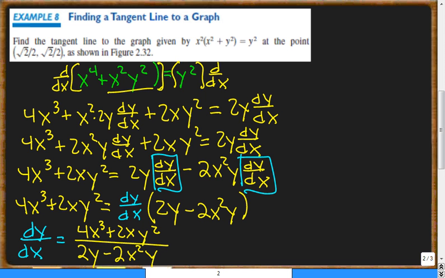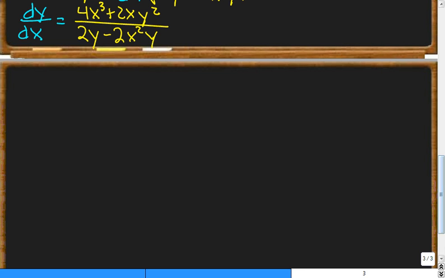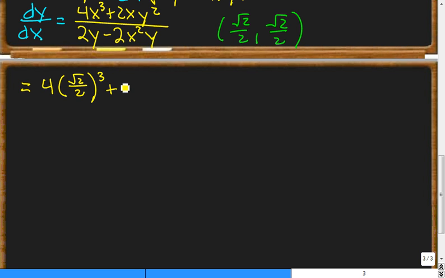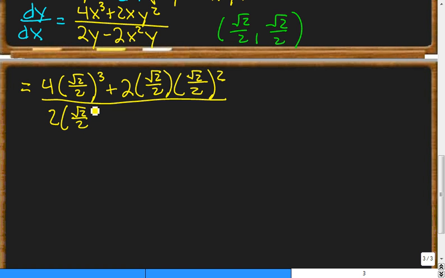Alright, so we've got lots and lots of stuff going on here. So now we've got to go through and plug in our numbers so that we can figure out what our slope is, so that we can figure out what we're going to have left. Okay. So our point was the square root of 2 over 2 and the square root of 2 over 2. So we need to plug in these numbers. We're going to get 4 times the square root of 2 over 2, cubed, plus 2 times the square root of 2 over 2 times the square root of 2 over 2, squared, over 2 times the square root of 2 over 2 minus 2 times the square root of 2 over 2, squared, times the square root of 2 over 2. So lots of stuff going on here.